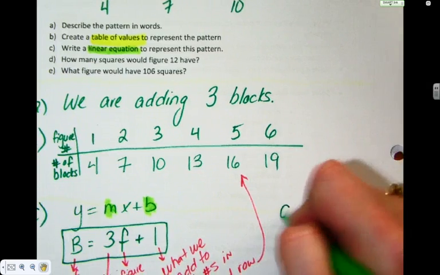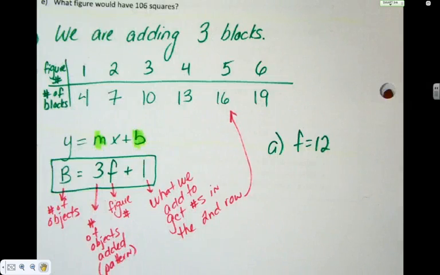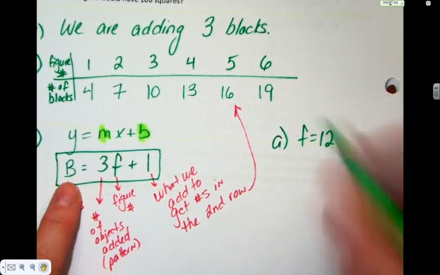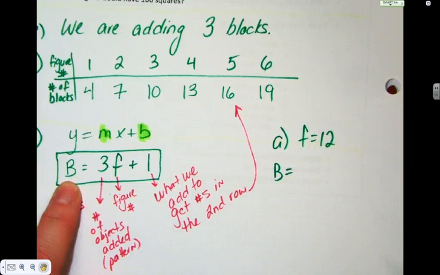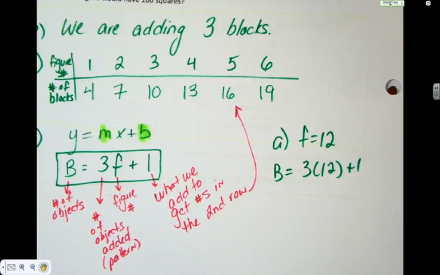So letter D is asking for figure 12, so that's telling us that F equals 12. So all I'm going to do is take my linear equation, and I'm going to say B equals 3 times 12 plus 1. That's the whole point of the equation, is to be able to quickly calculate the number of blocks we need in the 12th figure without having to write them all out.